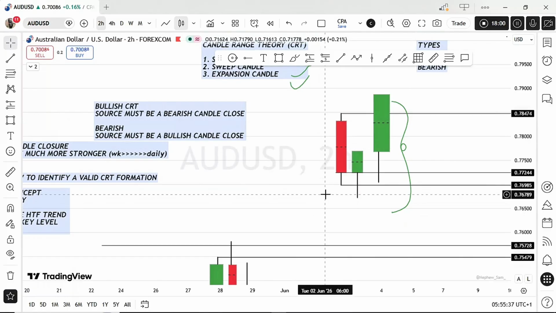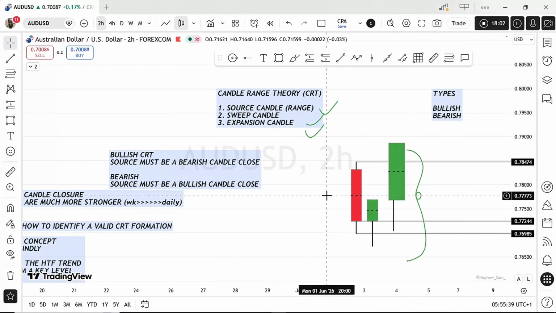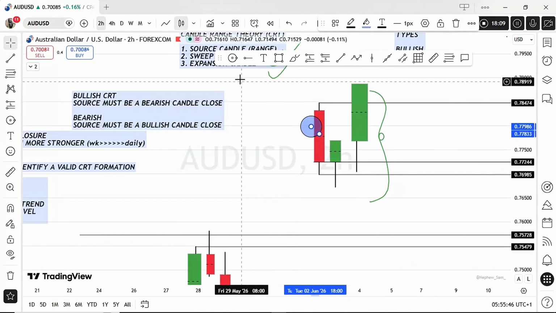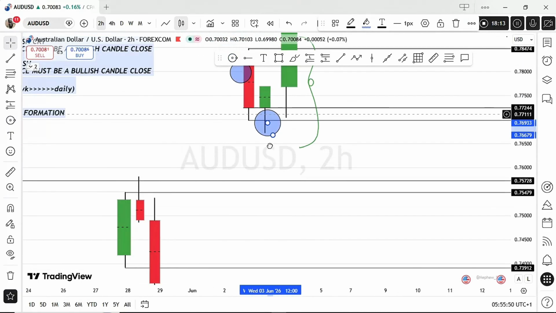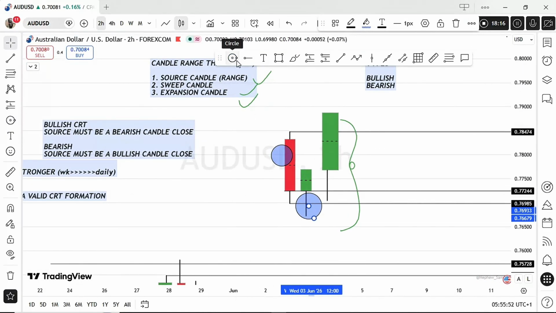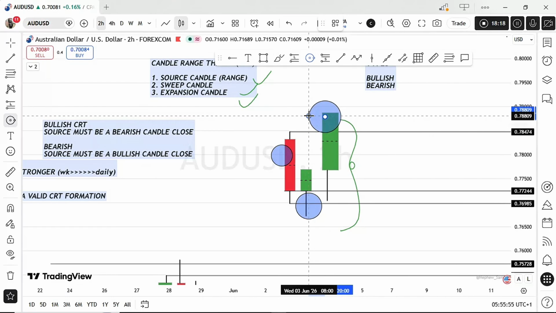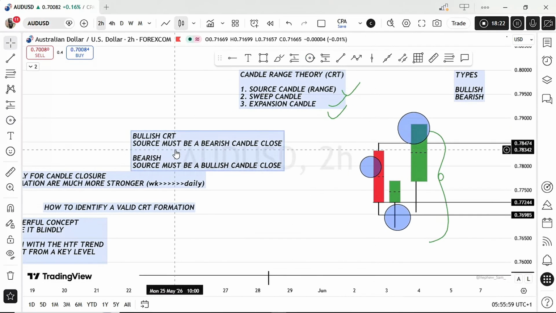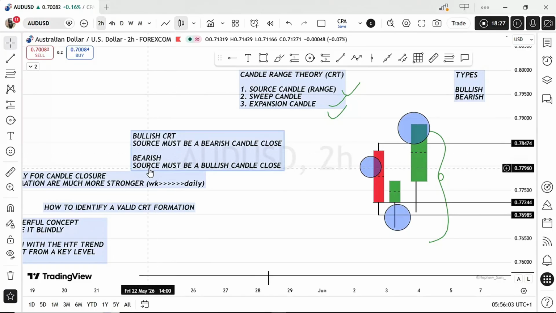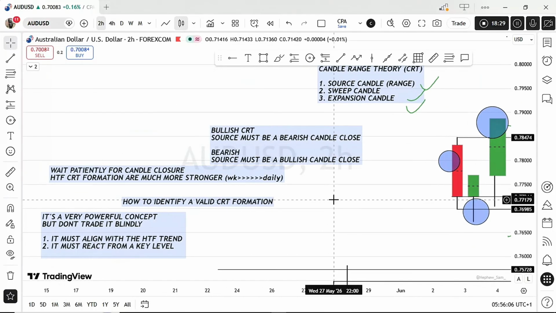Alright, so just a quick recap. The candle range theory comprises three candle formations. The first candle is the source candle, then we have the sweep candle, and then the expansion candle, which helps to complete the range. For a bullish CRT, the source must be a bearish candle. For a bearish CRT, the source must be a bullish candle, right?